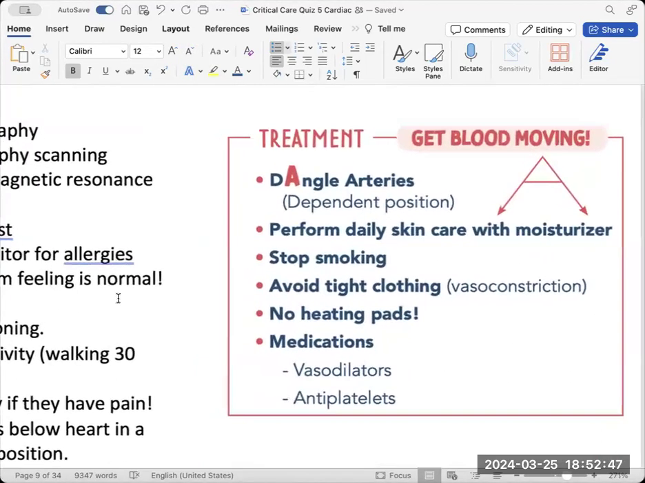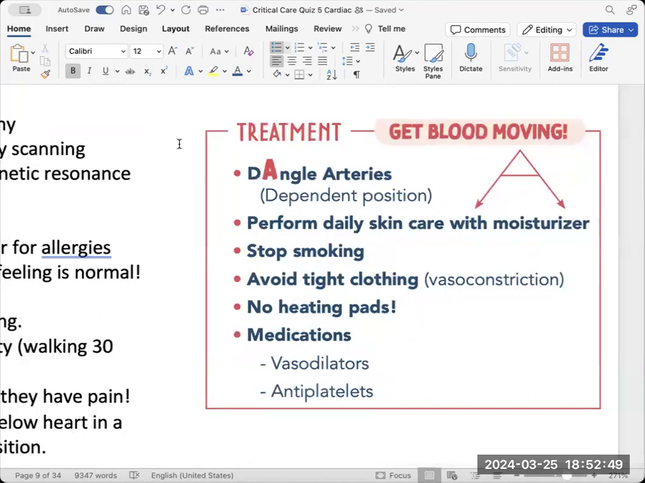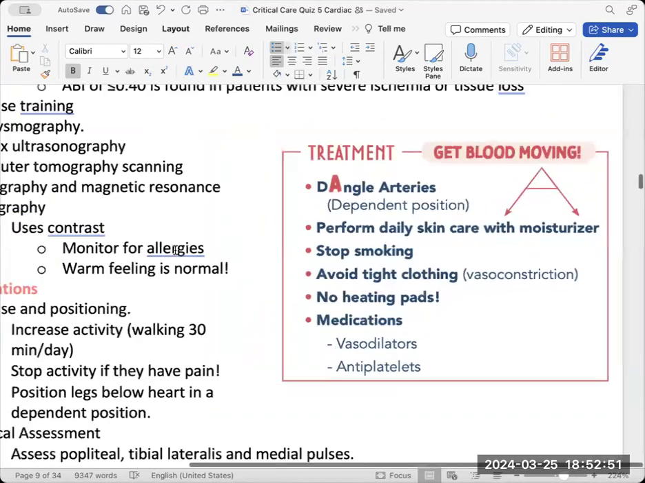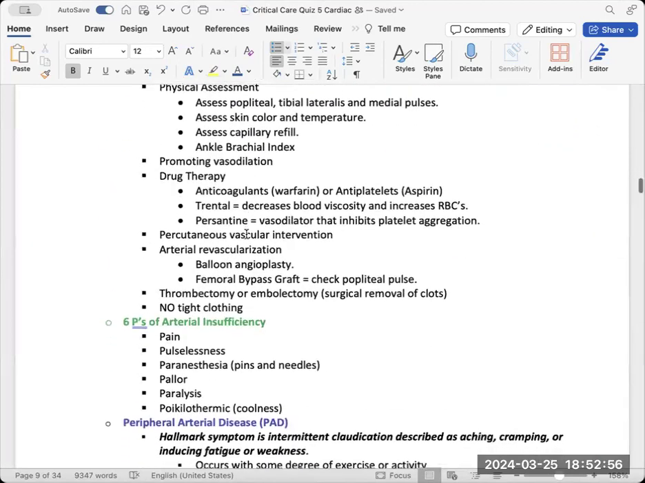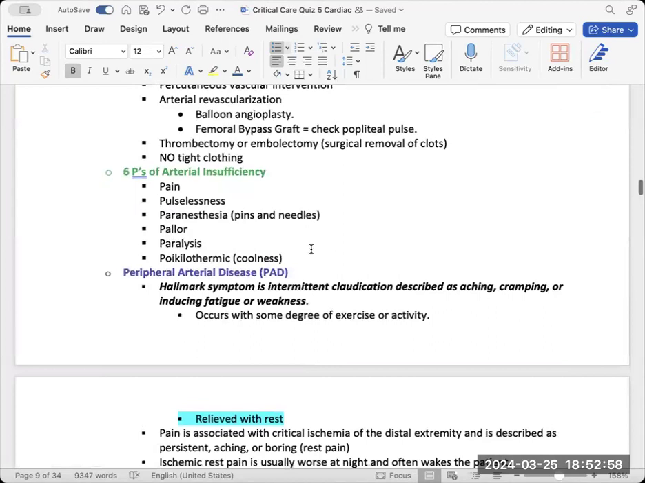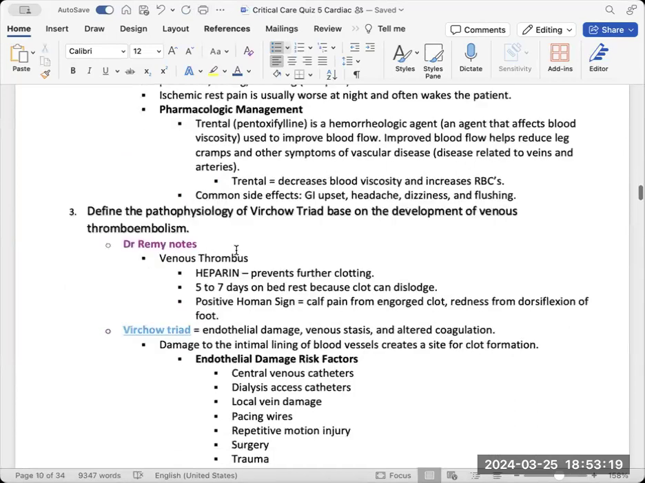No heating pads, because that can lead to burns and that can affect arterial perfusion, as well as we want to make sure that we tell these patients to stop smoking. And the 6 Ps of arterial insufficiency include pain, pulselessness, paresthesia, pallor, poikilothermia, which is coolness, and paralysis. These are your 6 Ps of arterial insufficiency and what we look for. Okay.